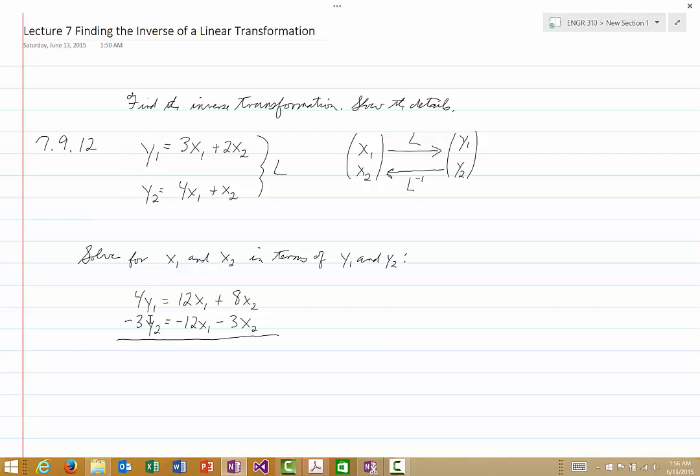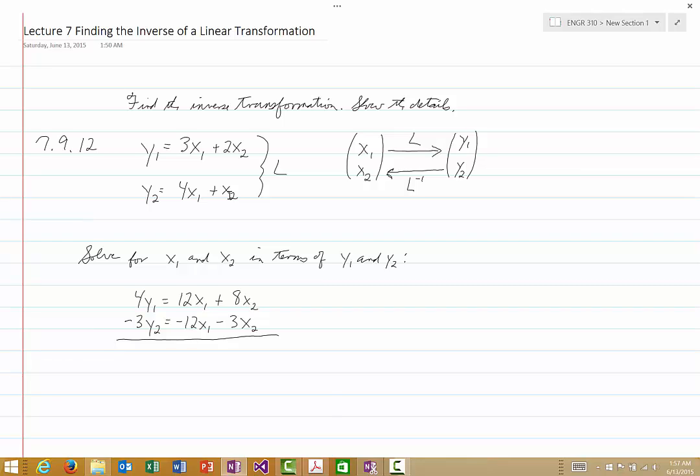And in case you're wondering why I chose those numbers for multiplying the first and second equation, you'll see why immediately when we add these two equations, because then the x1 terms will completely drop out, and it will be easy to solve for x2 in terms of y1 and y2. And then once we've done that, we can plug back in and solve for x1 in terms of y1 and y2. So let's see how this goes.